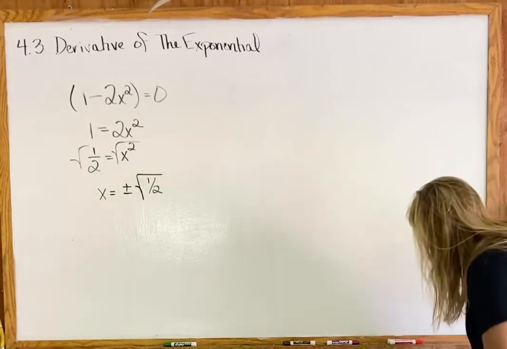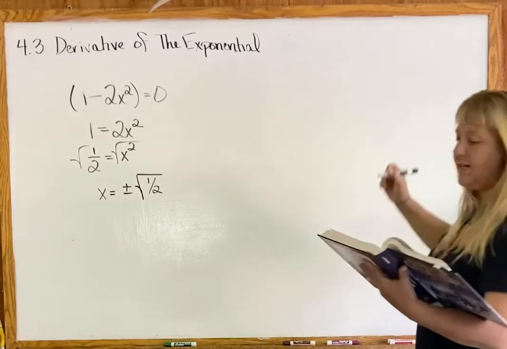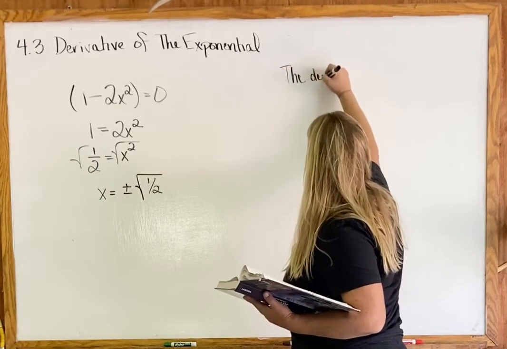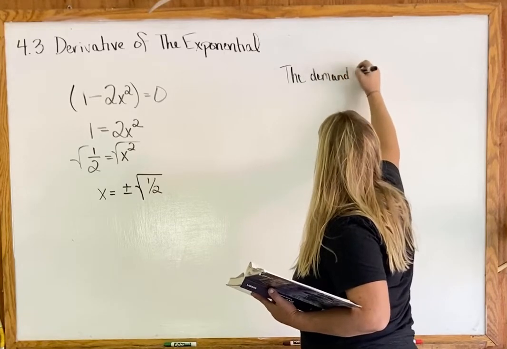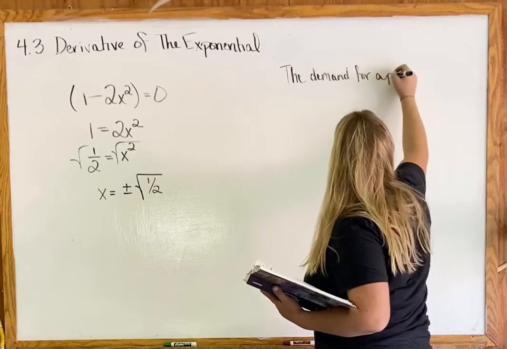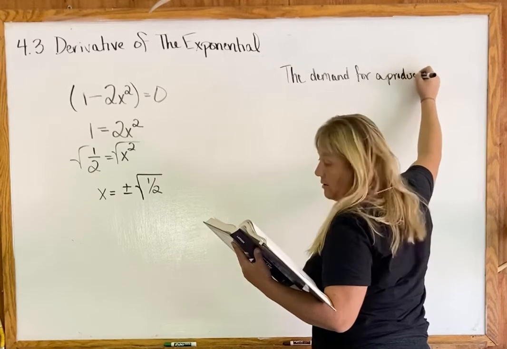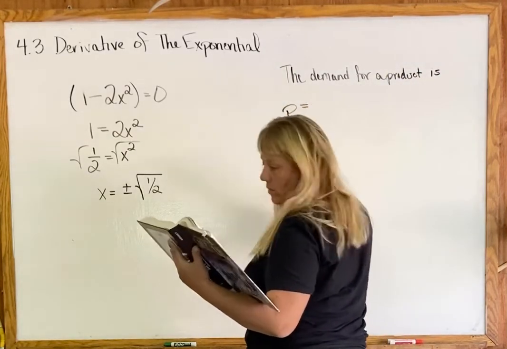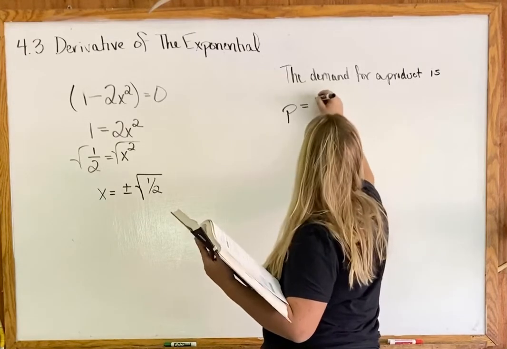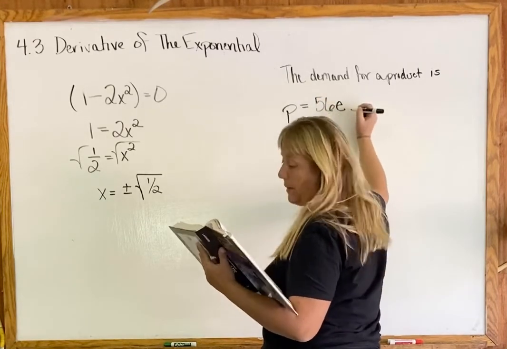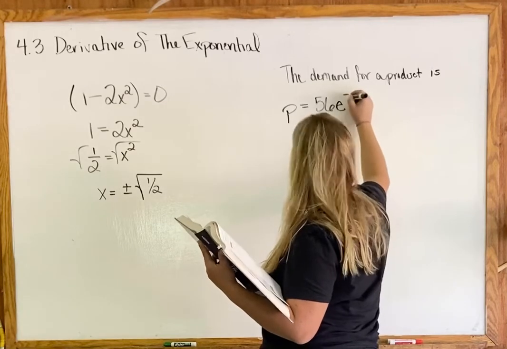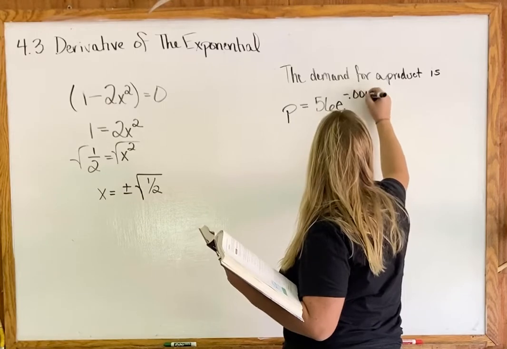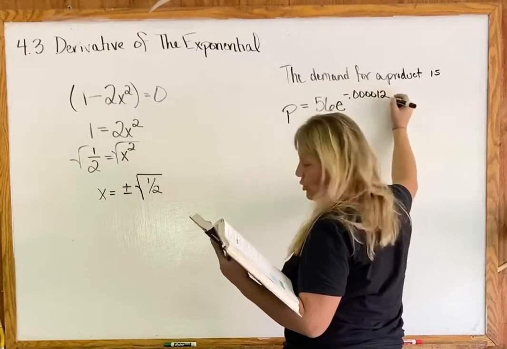Now let's look at a word problem. Okay, so this says the demand for a product is little p equals 56e to the negative 0.000012x.